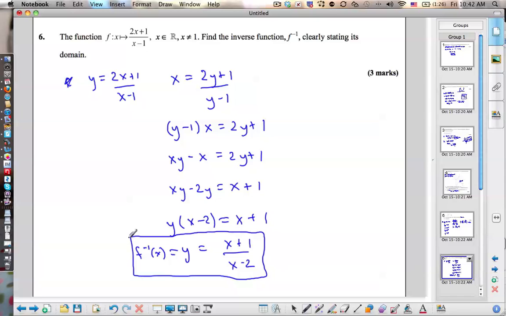Now we need to state the domain. So the domain basically is I can plug in anything I want, 1, 2, 7, 5, except I can't plug in a number that gives 0 on the bottom. So 0 in the denominator would put a vertical asymptote. So if I plug in 2, I get 0 in the denominator, which means there's a vertical asymptote. So the domain is all real numbers x not equal to 2.